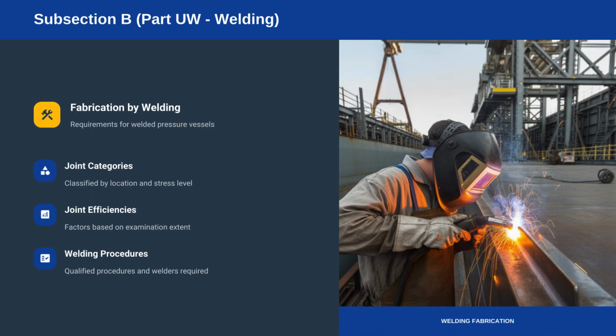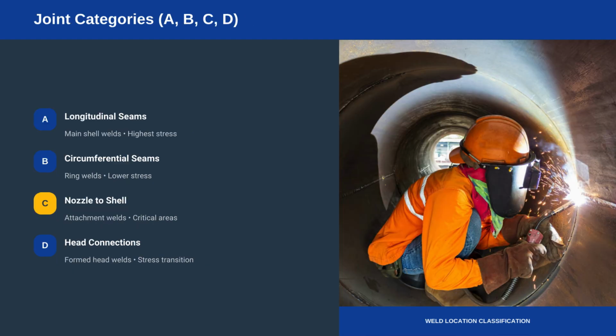Now, subsection B, part UW. Since most vessels are welded, this is your fabrication Bible. It defines how we qualify welders and determines joint efficiency. Essentially, it assigns a trust factor to your welding quality, which directly impacts your wall thickness.